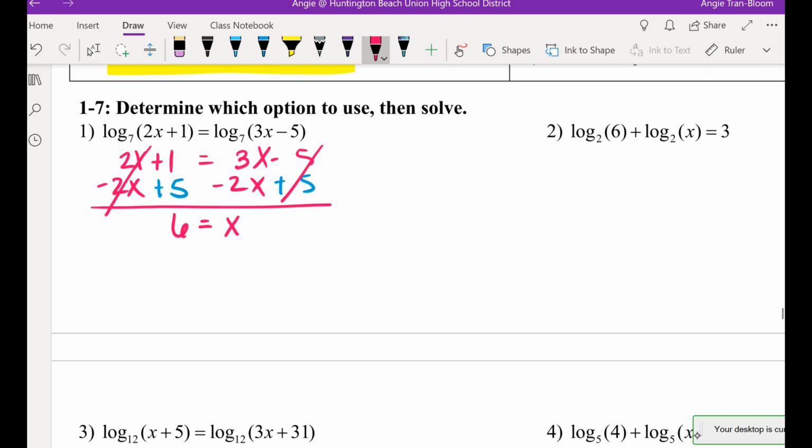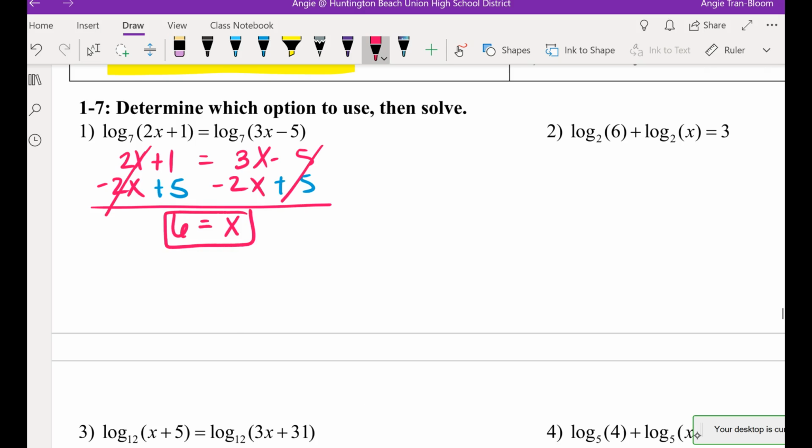Now, before you box it up, you need to check it. What that means is you have to plug it back in. So on the left side, 2 times 6 is 12 plus 1 is 13. That's a positive 13. Then on the right side, 3 times 6 is 18 minus 5. 18 minus 5 is 13. They're both positive, right? And they're the same. So can I keep my 6? Yes, that's when we can box it up.